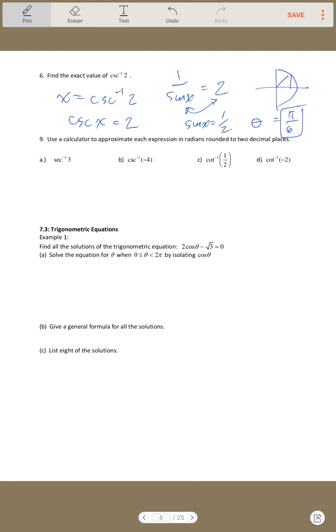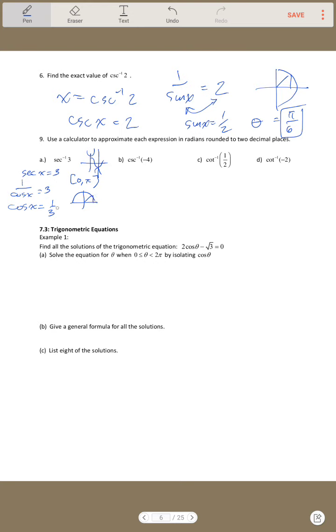Use a calculator to approximate each expression in radians rounded to 2 decimal places. So we have secant inverse of 3. If we do this, this is like saying secant of x equals 3, which is really like 1 over cosine x equals 3. Now keep in mind with secant inverse, it had the restriction looking like this, right? This is what our secant graph looked like. We had the restriction from 0 to pi. So we only want to go from 0 to pi here. Okay? So in doing that, this is like saying let's find cosine of x equal to 1/3, but only go from 0 to pi. And that occurs only in quadrant 1 here.